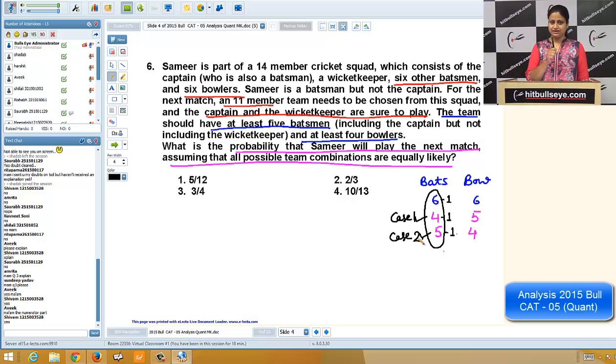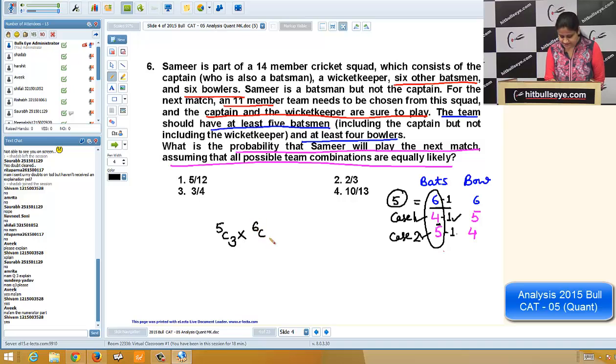Initially, we have taken a captain and a wicket keeper. Then we are choosing Sameer as well. It means Sameer was a batsman, so one batsman is already selected. So the remaining 5 batsmen are left. In case 1, we need to choose 4 batsmen, but Sameer is already selected. That's why we are choosing 3 batsmen out of the remaining 5. That's why I took case 1: 5C3, choosing 3 other batsmen other than Sameer out of 5 available, into 6C5.